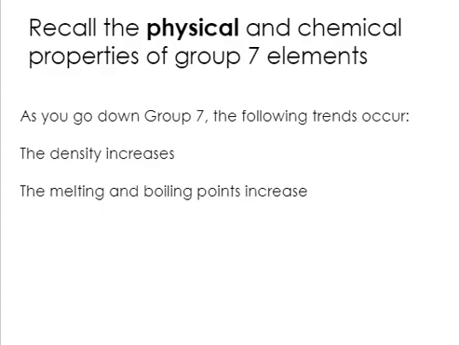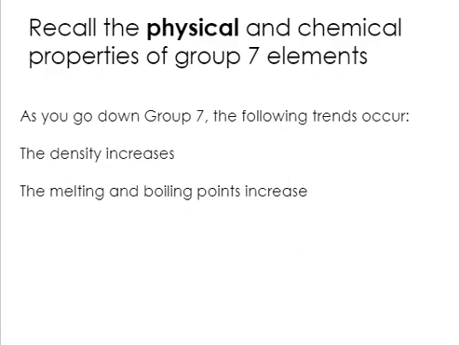We need to know about the trends. As we go down Group 7, the following trends occur. The density increases, and this makes sense if we think that as you go down Group 7, the size of the atoms is increasing. In this case, of course, they're molecules, so the size of the molecules is increasing, and they're going to be heavier. Each of those atoms and molecules has more mass, therefore the density is going to increase, assuming that the distance between the molecules is roughly the same.